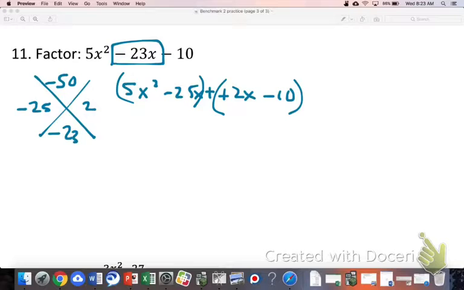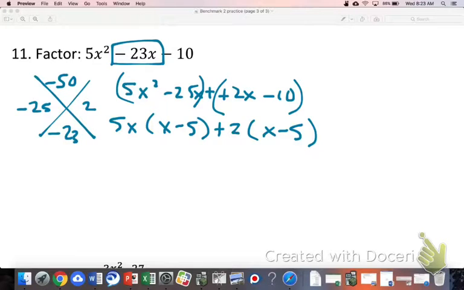Now what I'm going to do is factor out the GCF. In the first grouping, 5x is what's in common. The leftovers is x minus 5. In the second grouping, there's not an x in common, but there is a 2 in common. So the 2 would go here. The leftovers would be, look at that, the leftovers match. And we really wanted that to happen.